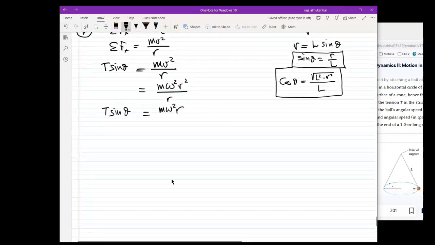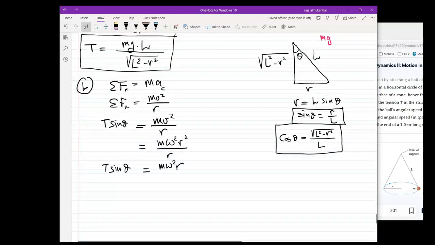So I'm going to plug in the value of T. Oops, I can go back, sorry. So T in this case is going to be mg L over the square root of L squared minus R squared times sine theta, which is that, R over L, equals m omega squared r. Again, don't be in a hurry to do the algebra and get the answer quickly. So take your time.